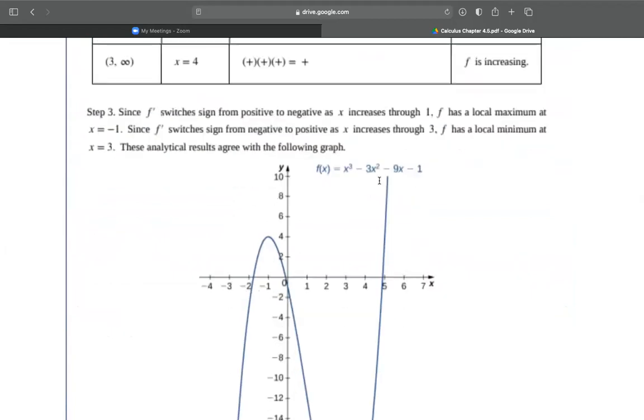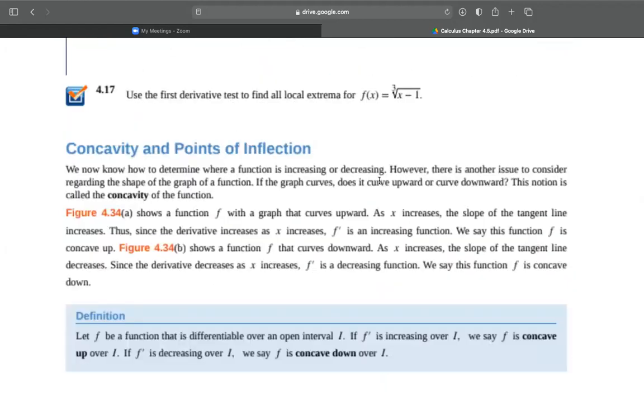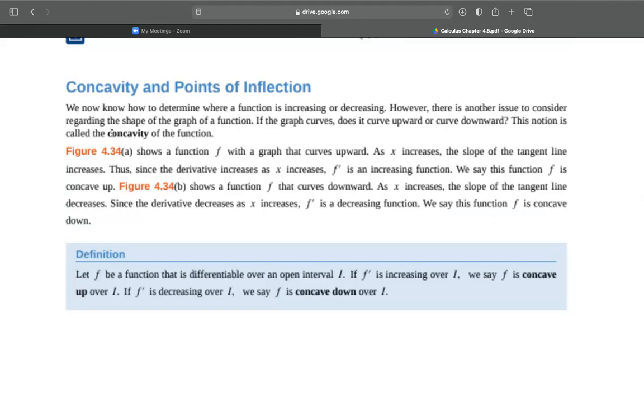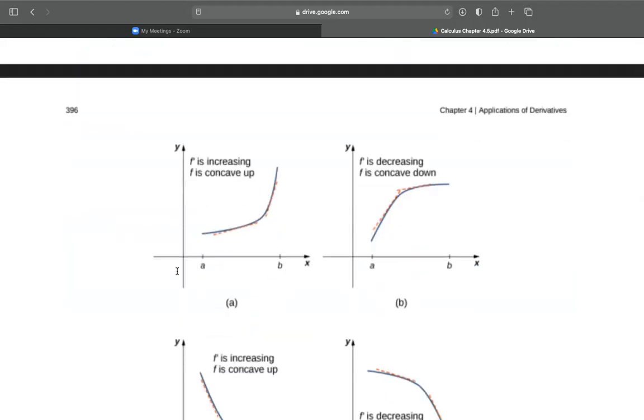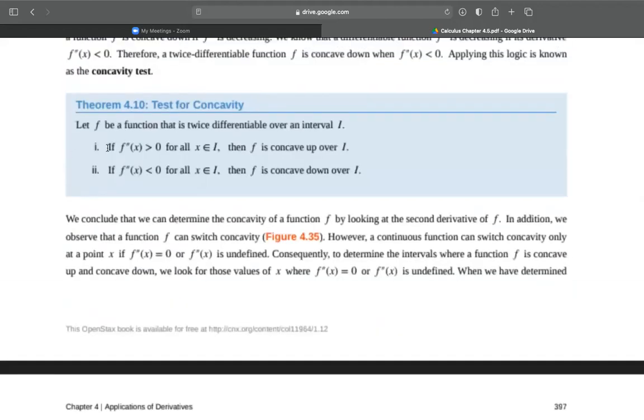But that was about the first derivative. How about the second derivative? So it's related to the concavity, points of inflection. So here is an important rule, this theorem. It says that if f double prime is positive, then f is concave up. So if f double prime is positive on some interval, then f is concave up. And if f double prime is negative, then f is concave down.